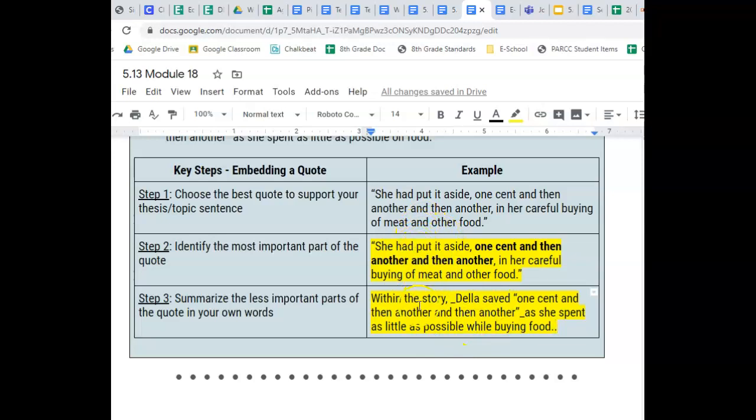but I did it in a way that incorporated my own writing with the quote itself, or with the most important quote itself, to make a seamless delivery of the evidence that supports your thesis. So once again, if I read this, "Within the story, Della saved 1 cent and then another and another as she spent as little as possible while buying food." Now you have an embedded quote, and you're going to be asked to do this within your written response today.